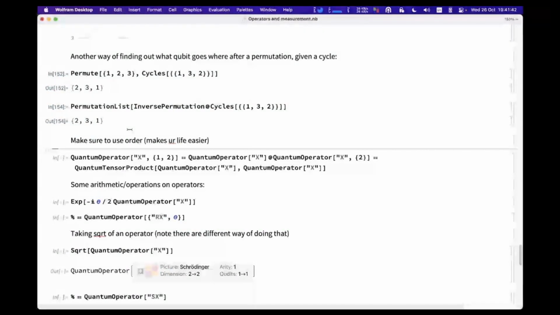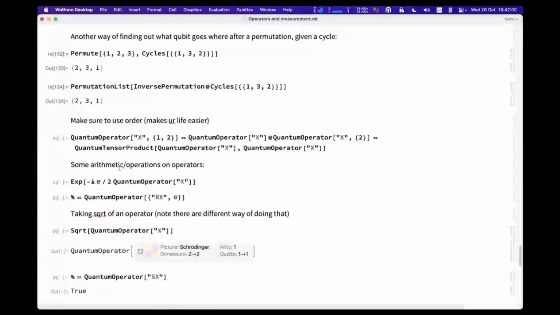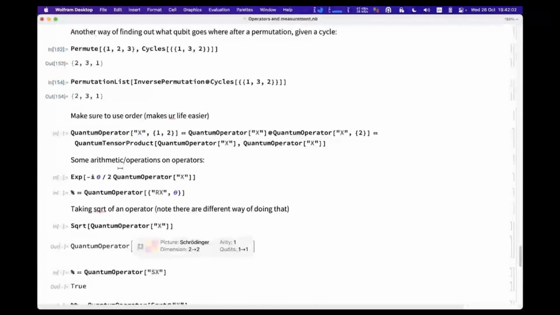Remember to use order. Order makes your life easy whenever you are constructing the operator. Behind the scenes, it understands where we need to do the quantum tensor product, like the example you see here. Instead of making a composition, the order understands that. That's exactly the same as the quantum tensor product. You can write down the tensor product if you like.